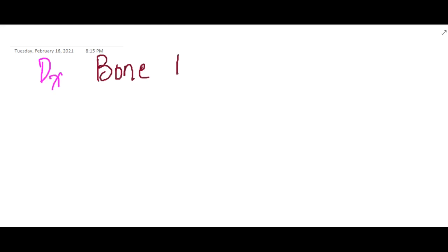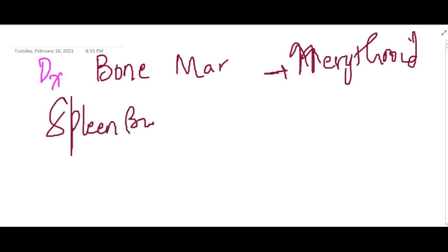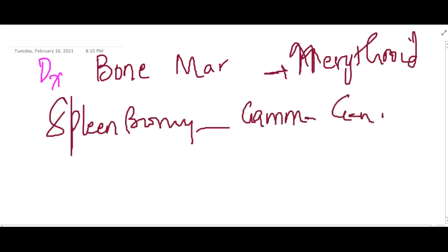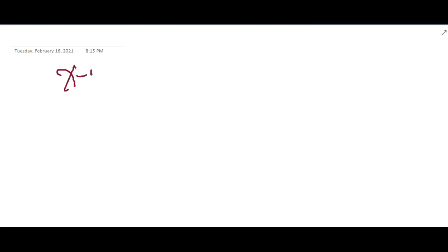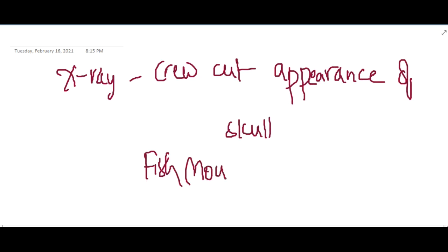Diagnosis is by, if you see bone marrow, in the bone marrow there is erythroid hyperplasia, and if you do a spleen biopsy, we see Gamna-Gandy bodies on spleen biopsy. And if you do X-ray, we see crew cut appearance of the skull on X-ray, and there are fish mouth vertebrae also seen on X-ray.